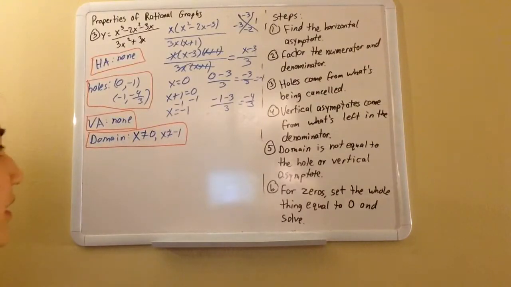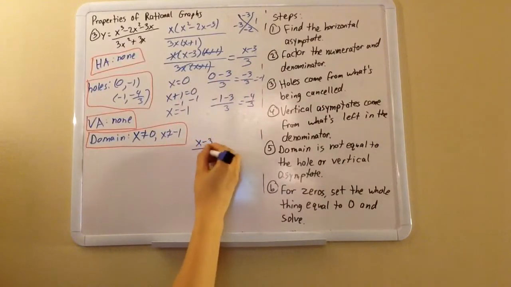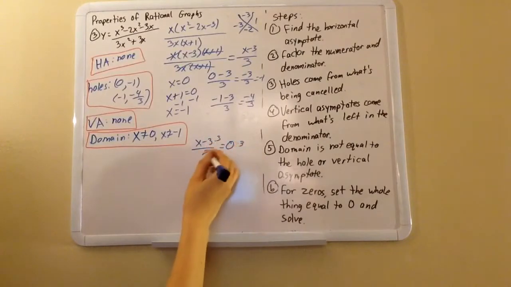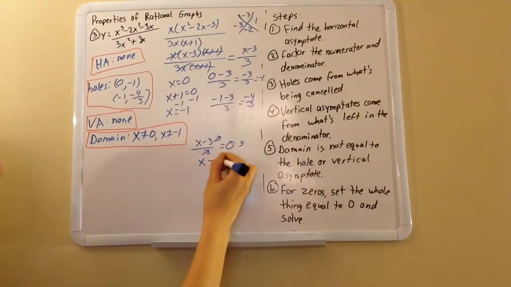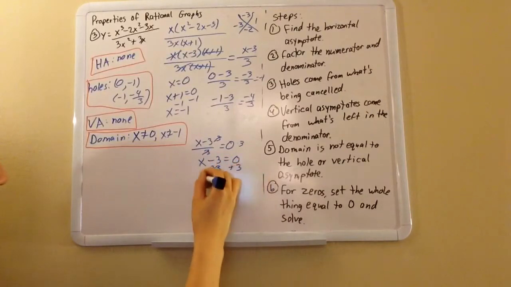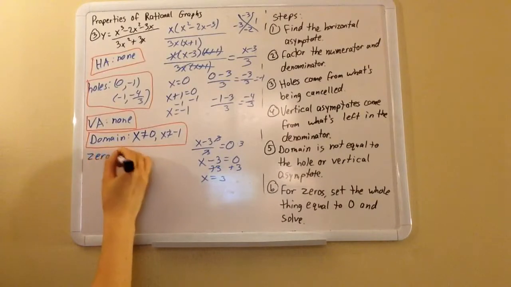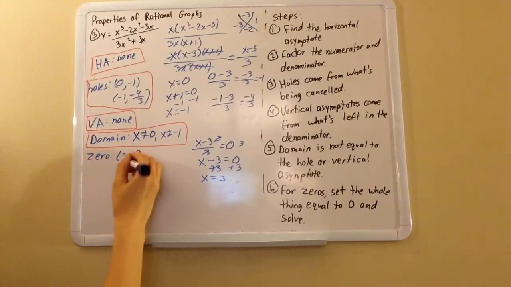Lastly, we're looking at our zeros. For the zeros, we set the whole thing equal to 0. So that's this x minus 3 over 3. We set that equal to 0. We multiply both sides by 3 in order to get rid of my denominator. So I have x minus 3 equals 0. I add 3 to both sides here, so I get x equals 3, which means my zero is at 3, 0.